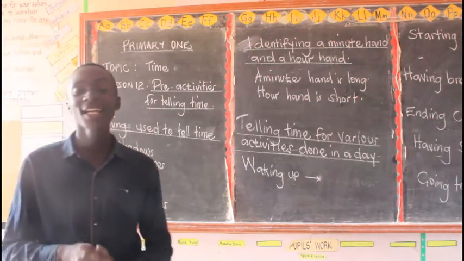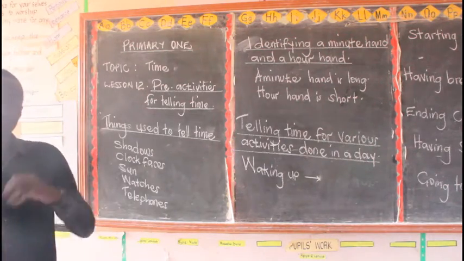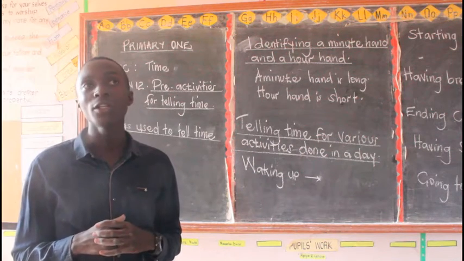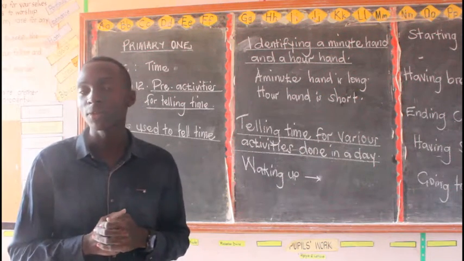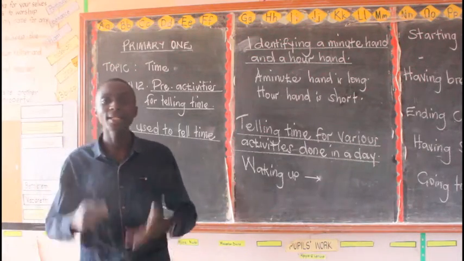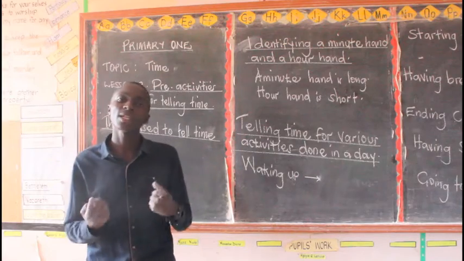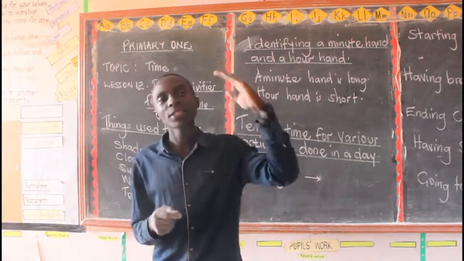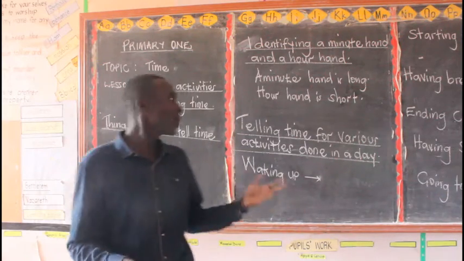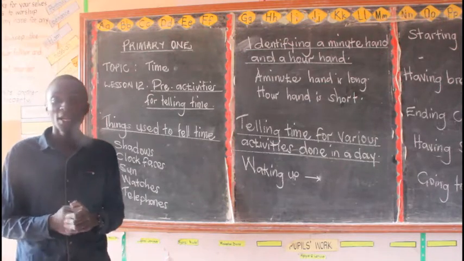It is going to be our last lesson this week. It is our lesson 12. We are looking at time. Remember, in our first lesson we looked at days of the week, and we said that we have Monday, Tuesday, Wednesday, Thursday, Friday, Saturday, and Sunday. We said that our first day of the week was Sunday, and our last day of the week was Saturday. But today we are going to look at what we call pre-activities for telling time.